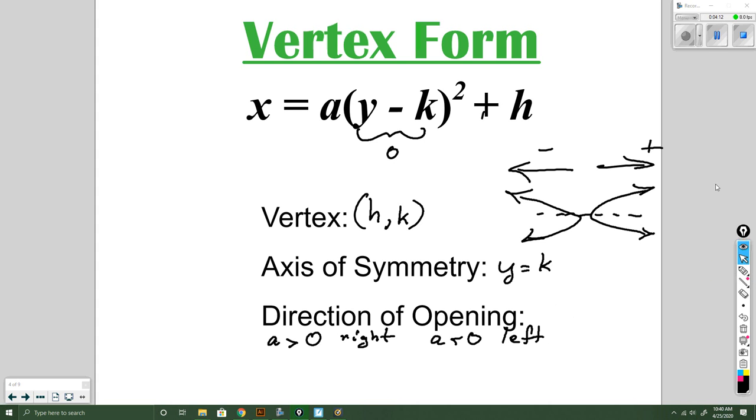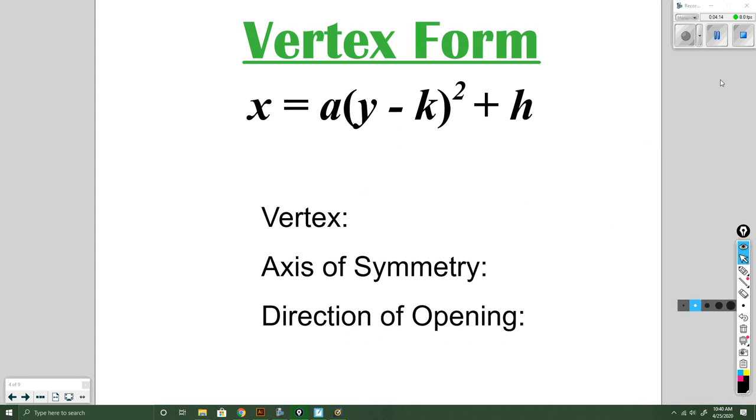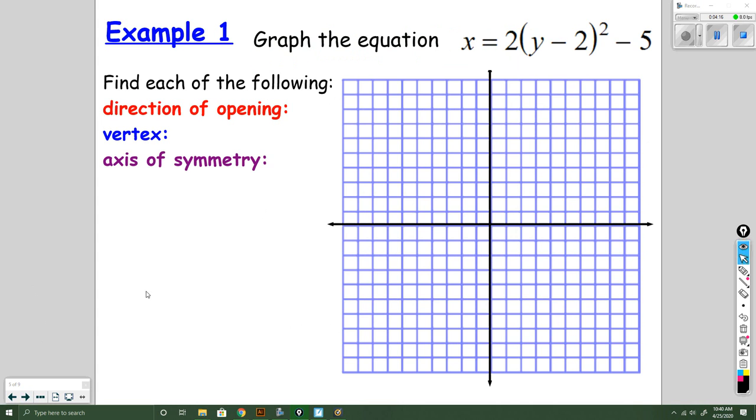All right, so now let's get into the first example. So we're going to graph 5 different functions here, and then some of them are going to be in terms of x, and some of them are going to be in terms of y.